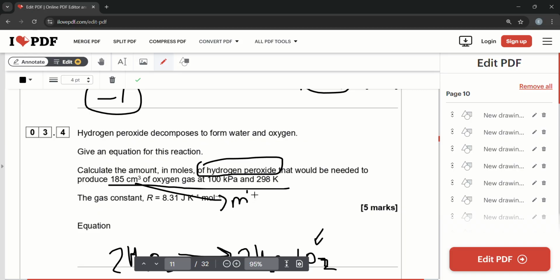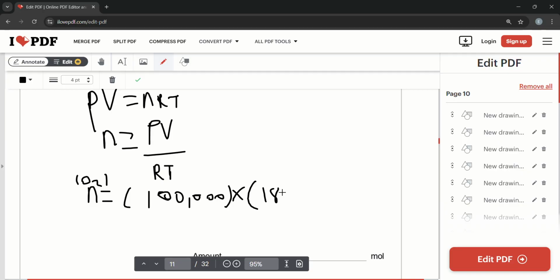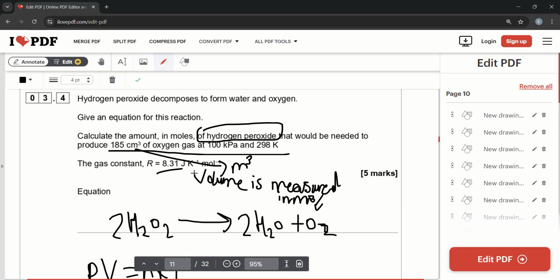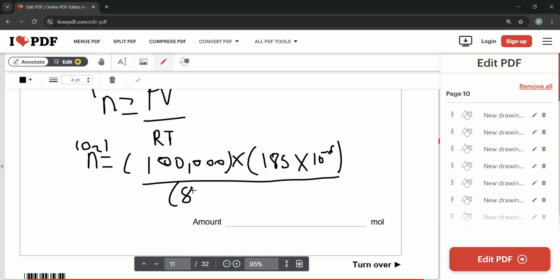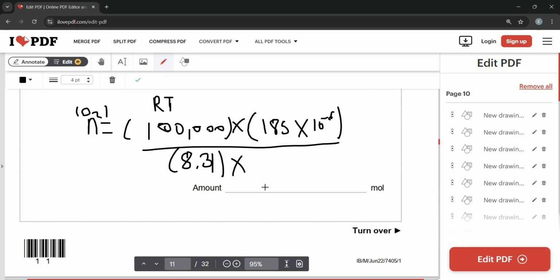We want it in meters cubed. Remember, volume is measured in meters cubed. In the ideal gas equation, PV equals nRT. So we're going to divide by million, 185 times 10 to the power -6 over R, which is 8.31, times T, which is temperature in Kelvin, which is 298.